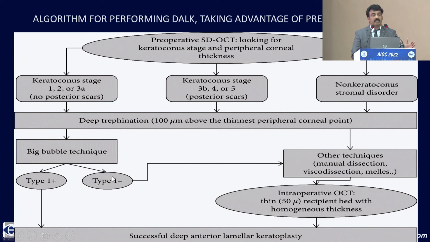So this is the algorithm for performing DALK in these cases up to 3A stage, that is the hyperreflective Bowman's membrane reflections. You can go ahead and do a type 1, usually you get a type 1 bubble, and you can go ahead with the big bubble technique, and beyond that 3B, 4 and 5 because of the posterior scars, you can follow other techniques. You can do a manual dissection, or you can do a visco dissection or a saline dissection or whatever it is, and you can even continue with the DALK procedure.